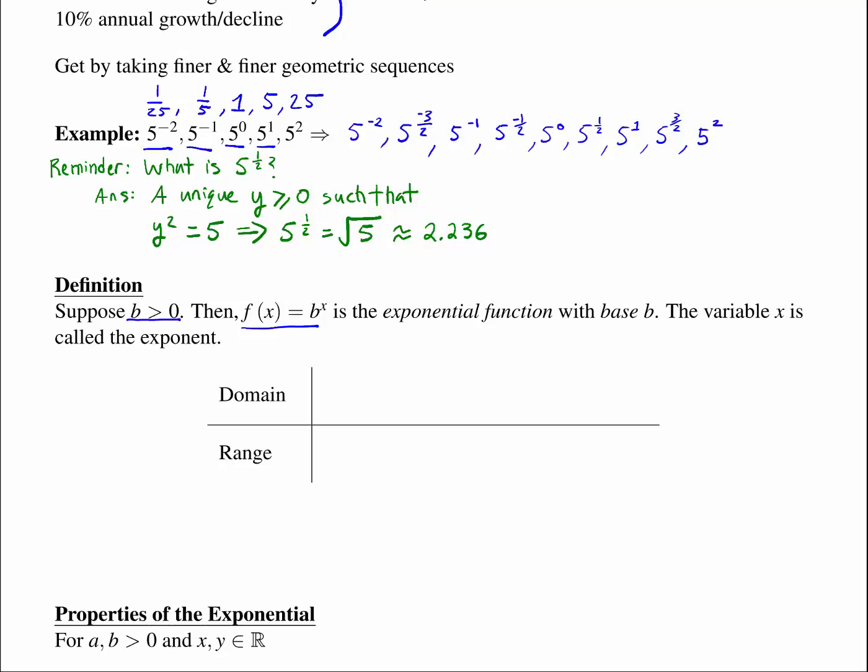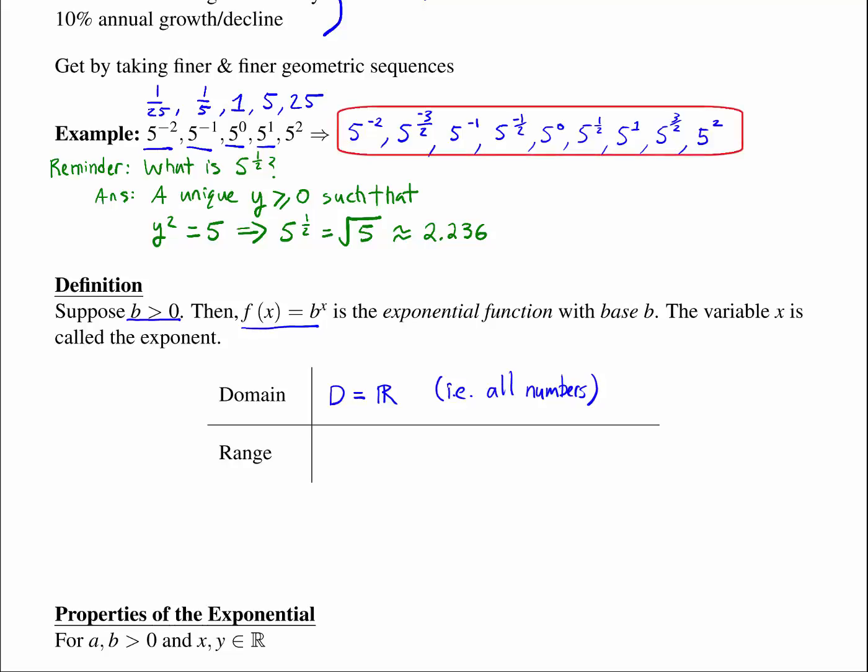It has domain all numbers. Because we've gone through this limiting process, we've even included irrationals, so you can take b to the anything, b to the pi if you want, b to the minus pi squared if you want. It's all possible. The range is positive. When you take a look at any of these numbers, 5 to the minus 3 over 2, 5 to the 5 over 2, whatever, they're all positive numbers.